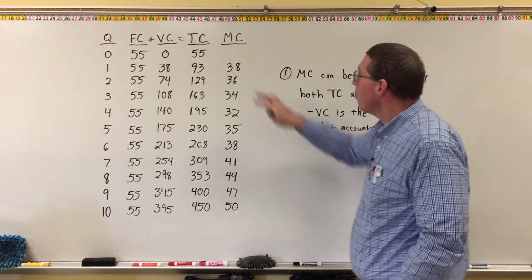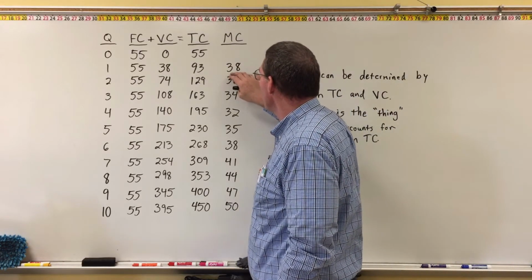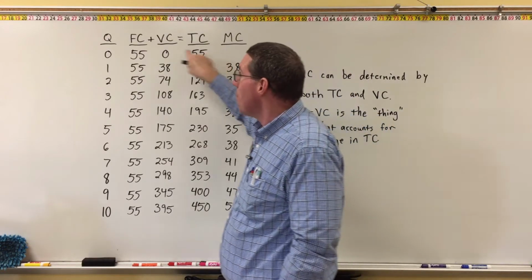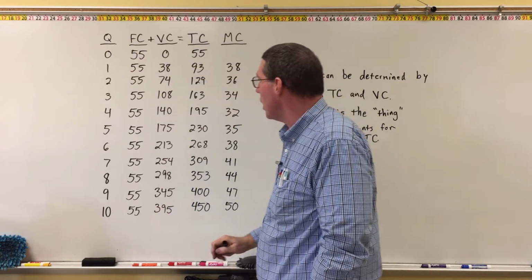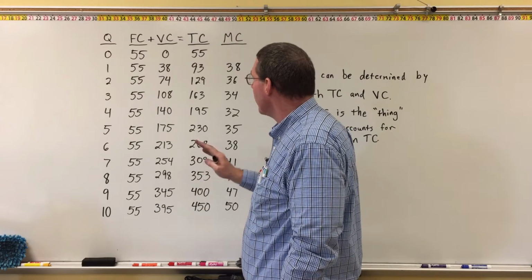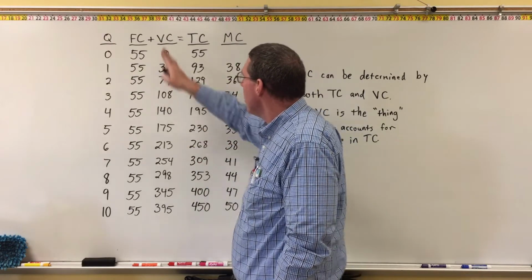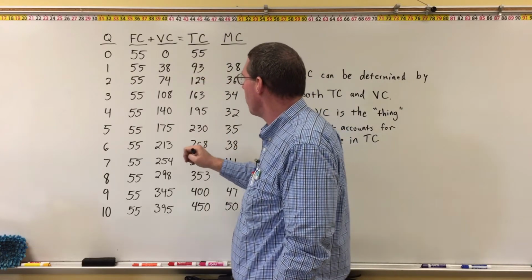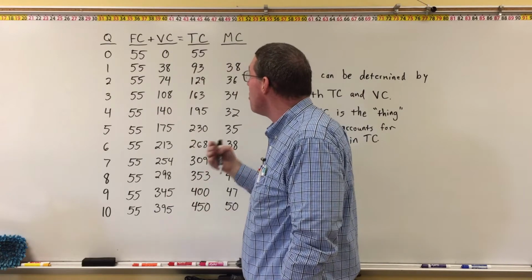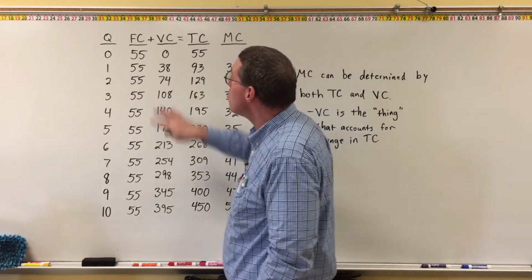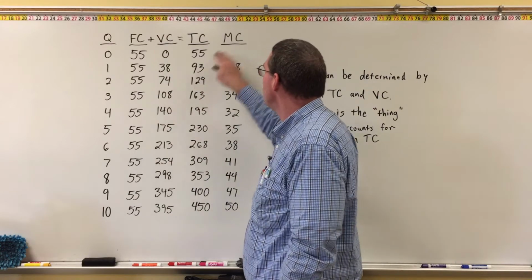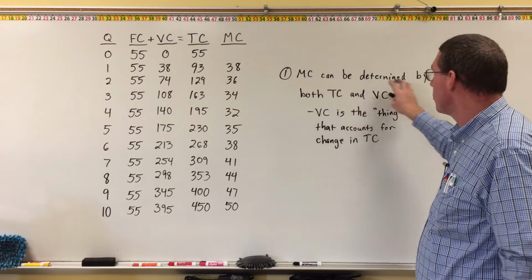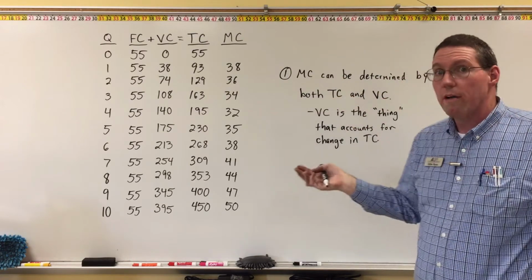So if we're calculating marginal cost because we want to see how much total cost is changing by, well, that's not happening because of fixed cost, because fixed cost isn't changing. The only thing accounting for a change in total cost is variable cost. All of the change in total cost is being accounted for by change in variable cost. And therefore, you can just use the thing that's changing to determine your marginal cost. So, first concept, that marginal cost can be determined by either total cost or variable cost.